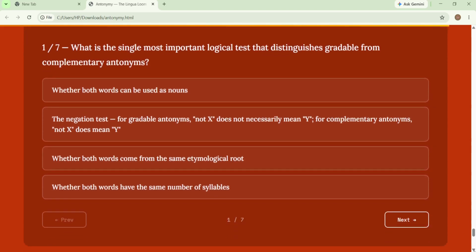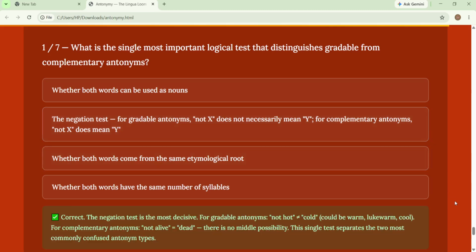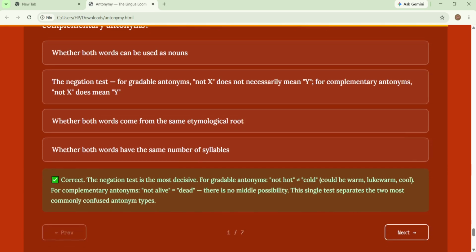Let's take a look at the quiz. What is the single most logical test that distinguishes gradable from complementary antonyms? Say it is negation: if something is not one, then it must be the other. Whereas in gradable, it's not possible because in gradable there are categories, grades. So this is correct. The negation test is the most decisive.